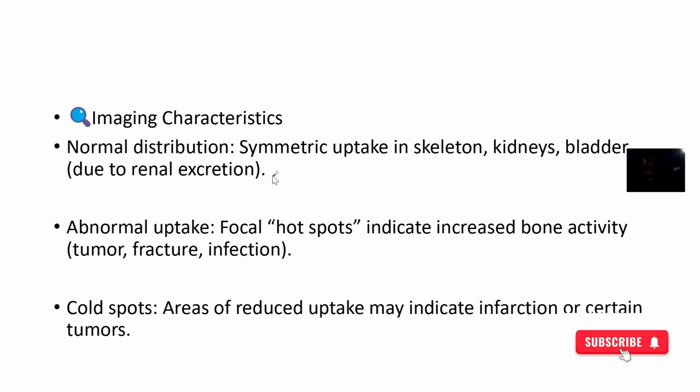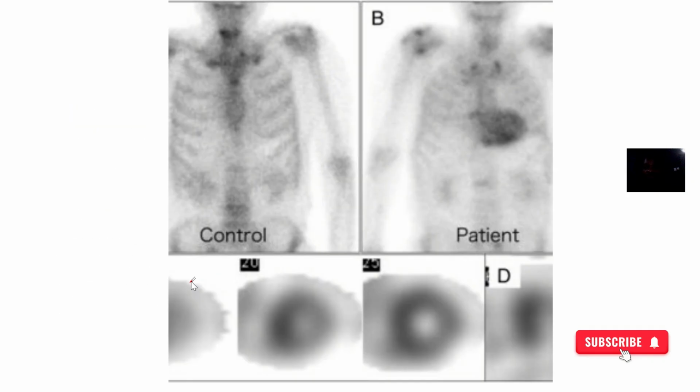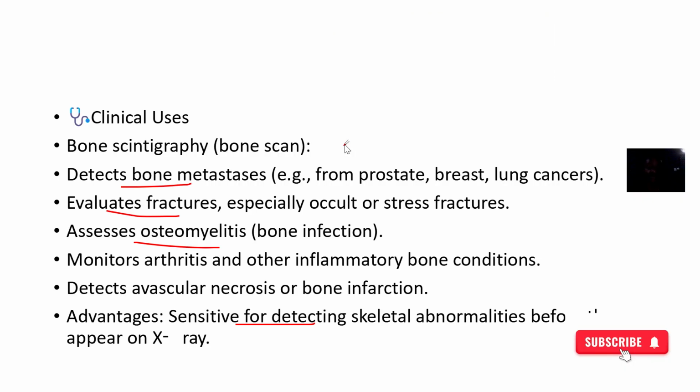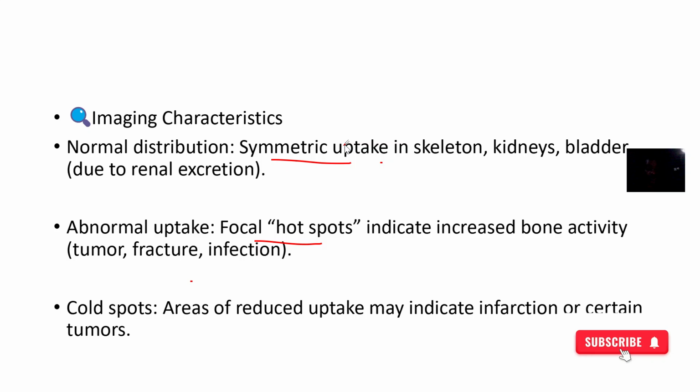Imaging characteristics: normal distribution shows symmetric uptake in the skeleton, kidneys and bladder. Abnormal uptake is where you now see focal or hot spots. It indicates that there is increased bone activity. Do you understand? If you see focal places, they are dark. These other places are taking it up normally, but the dark places say that there is increased activity around that region. Cold spots are areas of reduced uptake, meaning it may indicate that blood supply is not even reaching that side of the bone. So that's what we got.